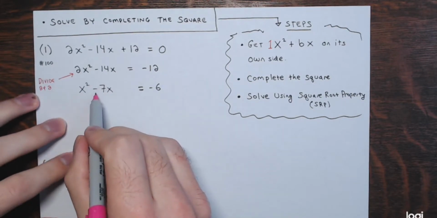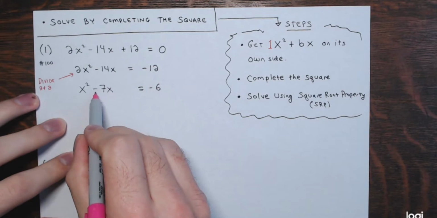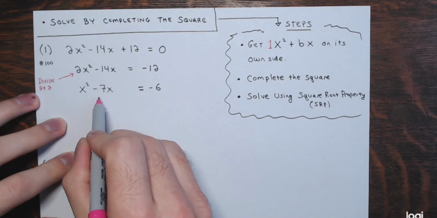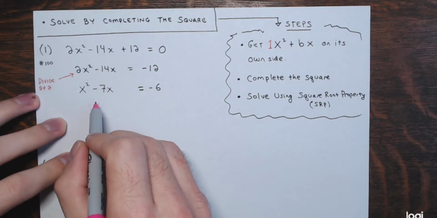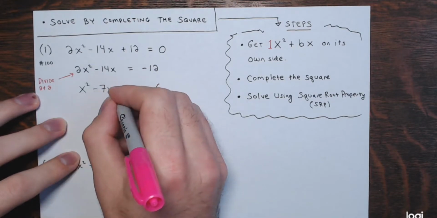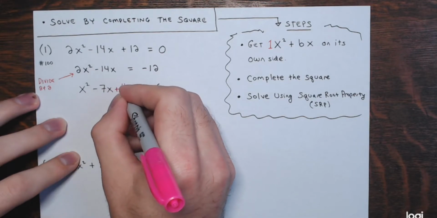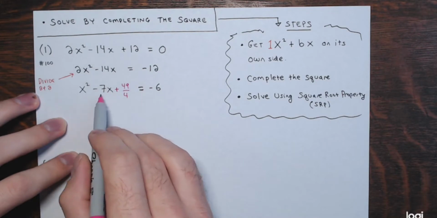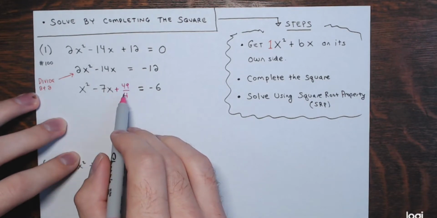Remember, you take the linear coefficient, which is negative 7, cut it in half. Negative 7 divided by 2 is negative 7 halves. Then square that number. Right? Negative 7 halves squared is 49 fourths. And this is what gets added to this binomial to create a perfect square trinomial.